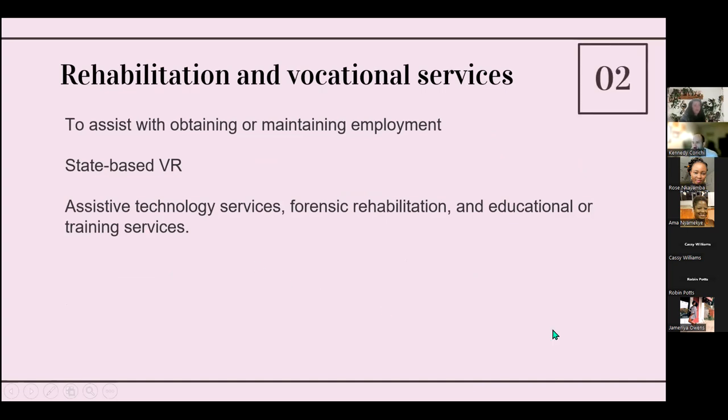Next, we've got rehabilitation and vocational services. These services aim to help the rehabilitation counseling client obtain or maintain employment, including vocational rehab, supported employment, assistive technology, forensic rehabilitation, and education or training services. Rehabilitation and vocational services are indispensable tools for community participation by individuals with disabilities. Effective VR services reduce and remove a variety of barriers to employment and community participation, which both increase quality of life.